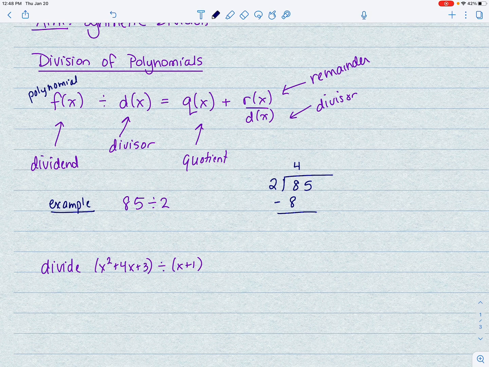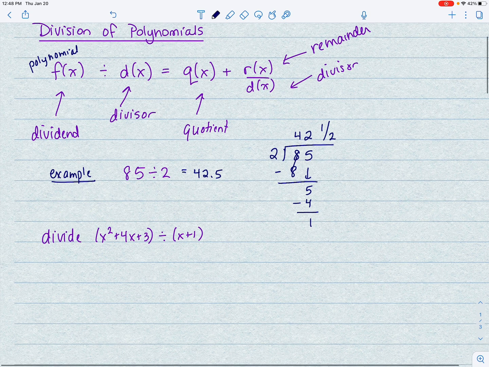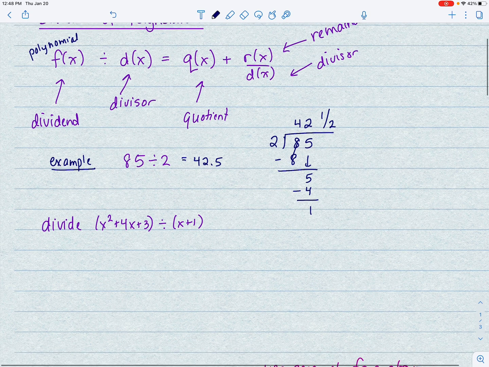8 minus 8 cancels out, but you bring down the 5. 2 divides into 5 twice, which is 4. So I divided 5 by 2. Then I'm multiplying 2 by 2, and now I'm subtracting that. There is a remainder of 1, and the remainder goes over the divisor. So 85 divided by 2 is 42.5. And that's how you divide. So you know that from, I don't know, first grade or something, maybe third.